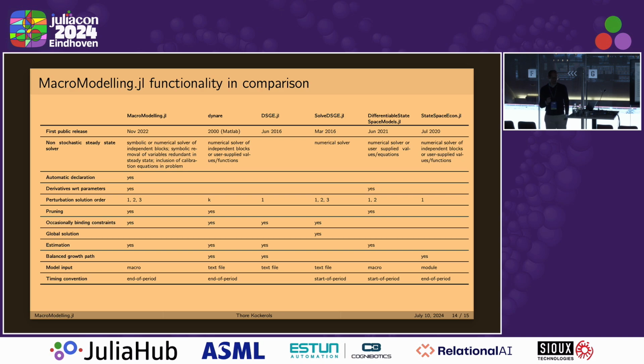But I think another important thing to note is timing convention. As I said, Dynare is the industry standard and has end of period timing, so most of the models are written that way. I think it's important to be compatible with that, and there's one other package which has that. And the fact that you can write the model within your script, so you don't have to write a separate script. I find this very convenient to have in your normal workflow.